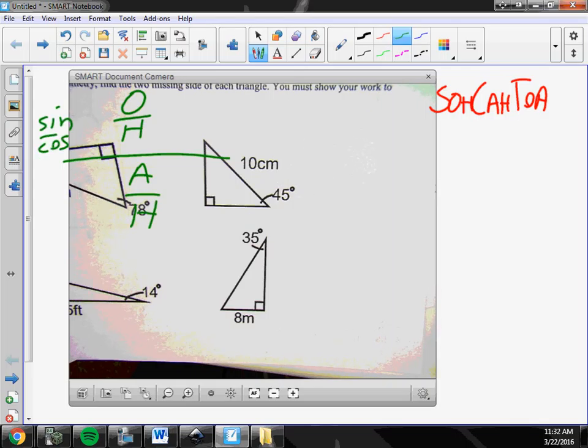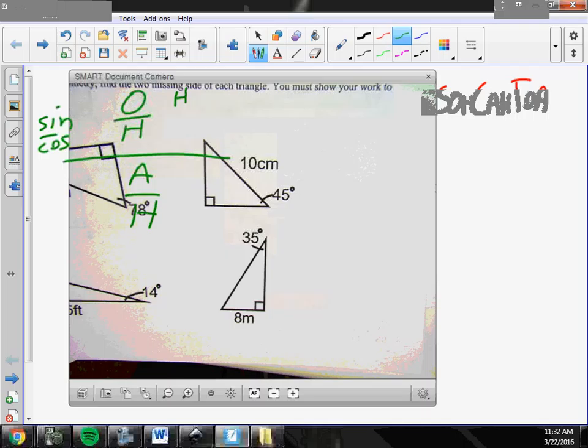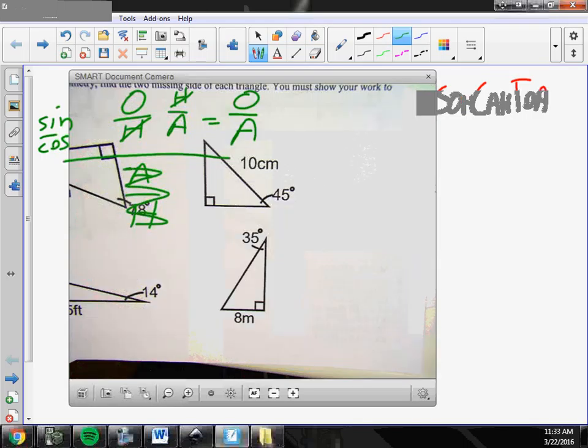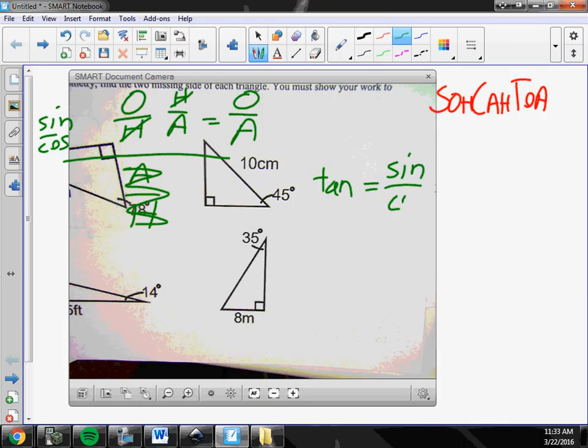How do you divide two fractions? You flip the second one upside down and multiply. H over A. The H's cancel. So the tangent is actually the sine value divided by the cosine value. Yes, every single triangle. So we could write the tangent as the sine over the cosine.